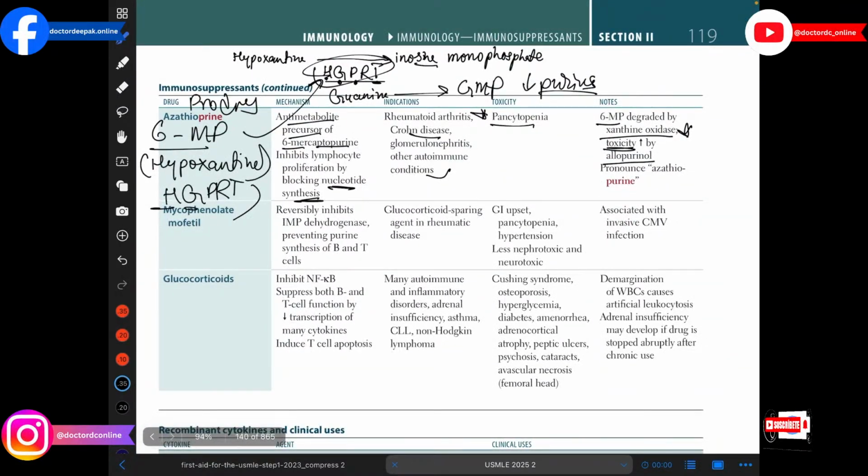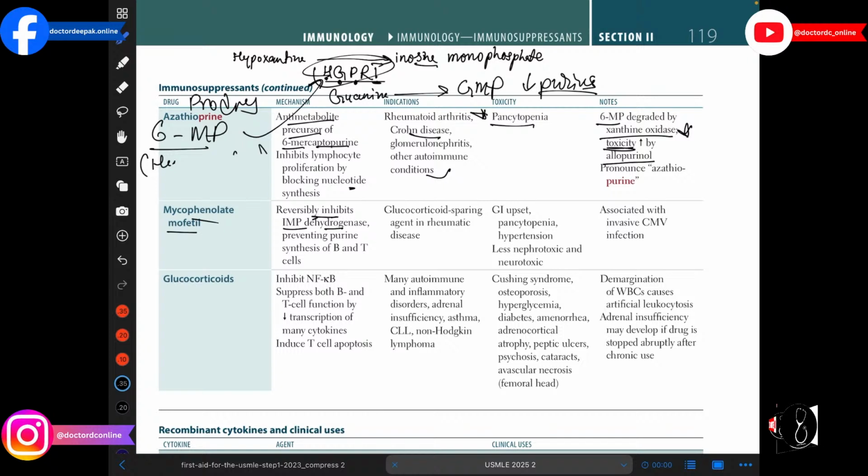Now we are moving to our next drug. Our next drug is mycophenolic acid, or mycophenolate mofetil. It reversibly inhibits IMP dehydrogenase, preventing purine synthesis in B and T cells. They inhibit IMP dehydrogenase, the rate-limiting step in purine synthesis in lymphocytes only. It also preferentially binds the type 2 isoform of IMP dehydrogenase, which is expressed by activated lymphocytes. They decrease the nucleotides.